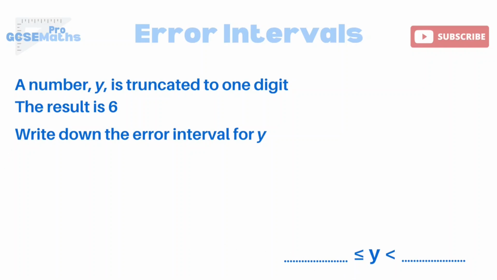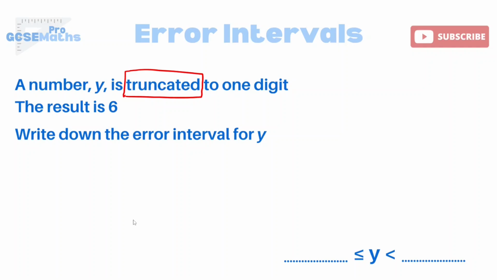So a number, y, is truncated to one digit. So what do we mean by truncated? A lot of people probably haven't ever seen this before. If you get this in the exam and you've never seen it before, well then there's not a lot of hope, is there? So truncated just means we had a number and we literally at some point we just cut off the rest of it. So it wasn't rounded to one digit.